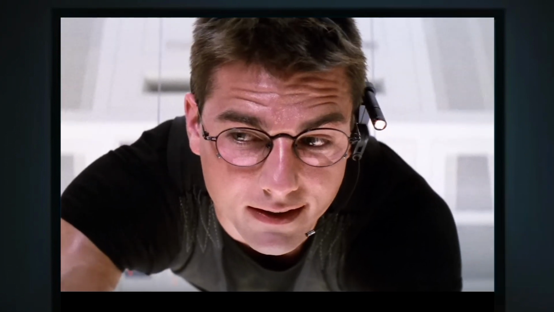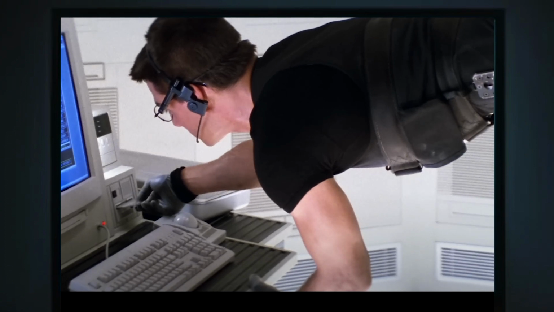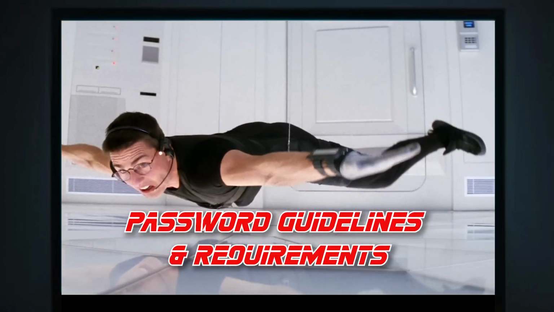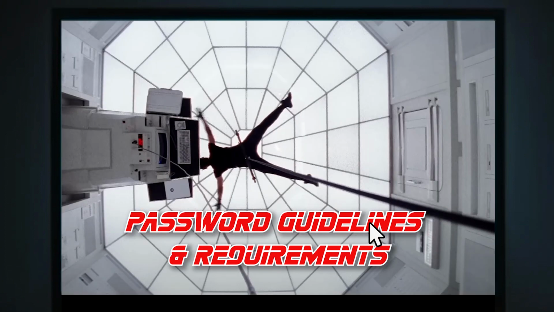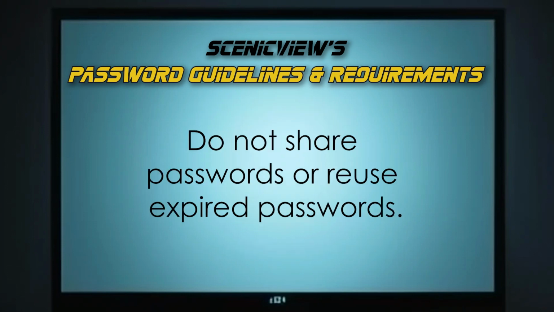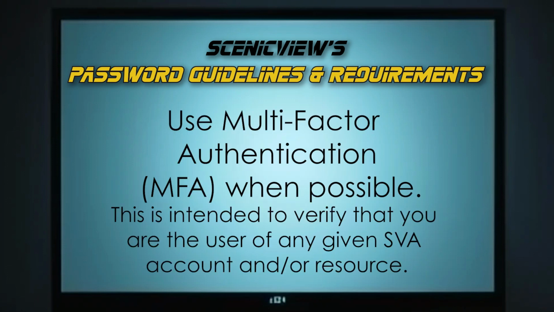Managing PHI on digital platforms is crucial. Your passwords are the gateway to a great deal of PHI. The following are Scenic View's guidelines and requirements. Do not allow co-workers to use your computer without first logging off your user account. Do not share passwords or reuse expired passwords. Use multi-factor authentication when possible. This is intended to verify that you are the user of any given Scenic View account and/or resource.